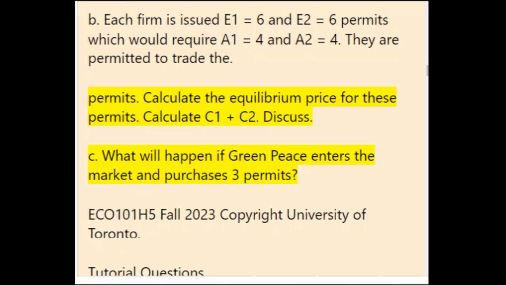Calculate the equilibrium price for these permits. Calculate C1 plus C2. Discuss. C. See what will happen if Greenpeace enters the market and purchases 3 permits.